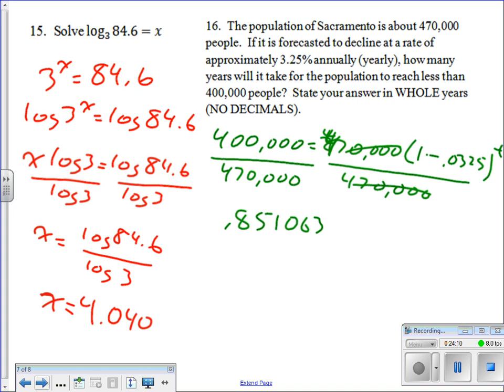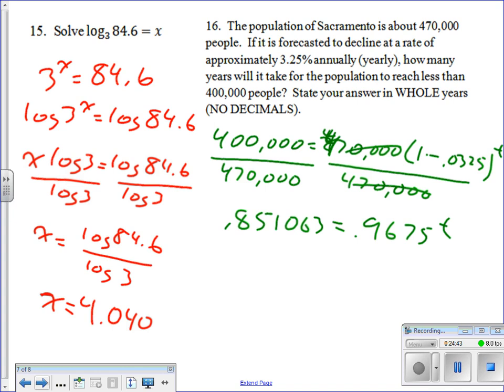Wait, what did you just divide? 400,000 by 470,000. Equals 1 minus 0.0325, or 0.9675 to the t. Take the log of both sides.